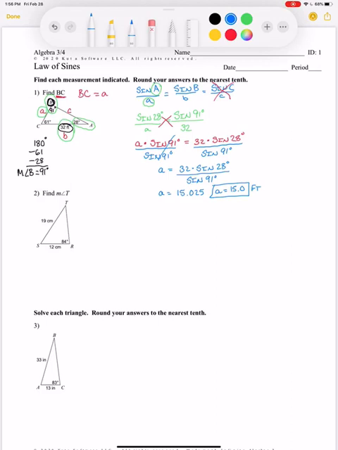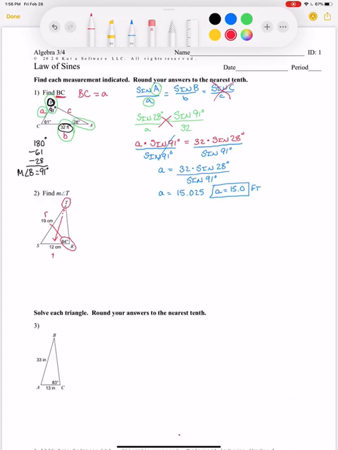Now we can do the same process for number 2. It asks me to find the measure of angle T. So I'm looking for angle T. I don't know what it is. Angle T corresponds to side little t. And I notice I have angle R and side R, so I can use those two pieces.